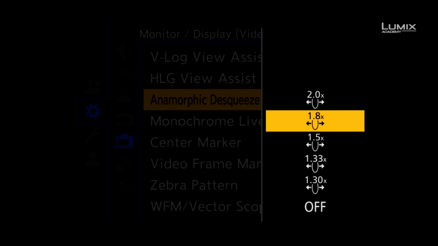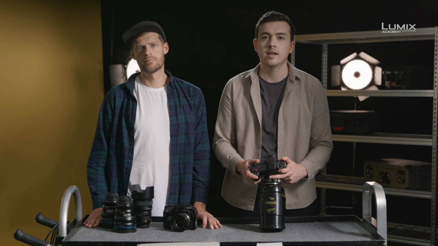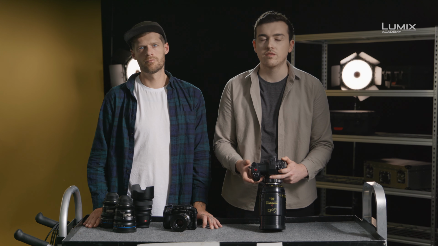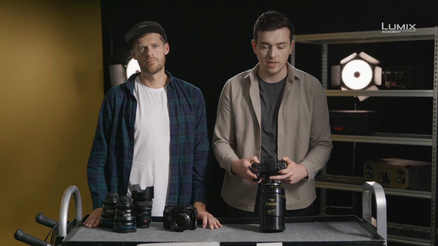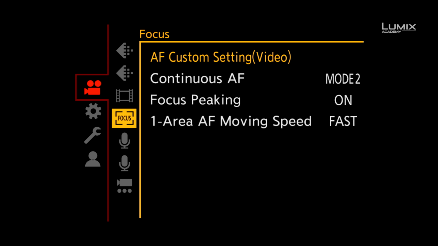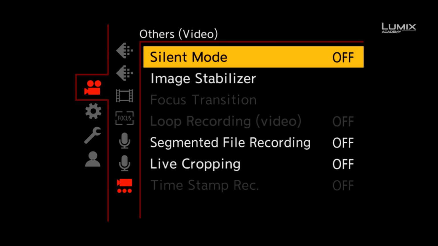Once you've desqueezed the footage, you may also wish to stabilize the footage, especially if you're shooting anamorphic handheld. The S1H also comes equipped with stabilization options that make use of its in-body 5-axis stabilization, stabilizing anamorphic footage relative to its stretch factor. To set this, simply go to the Image Stabilization options, which can be found under the Video menu, under the Others submenu, and select Image Stabilizer.